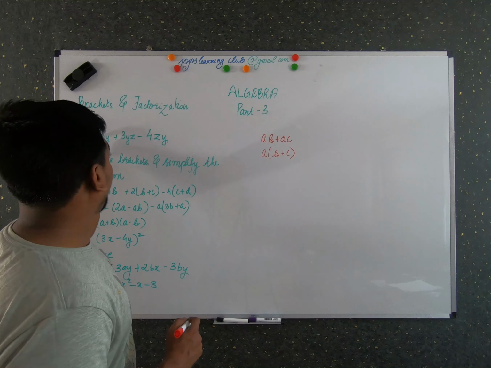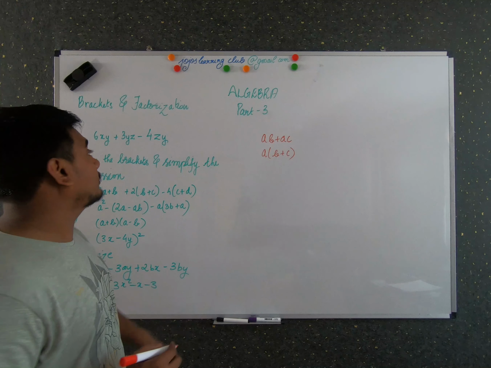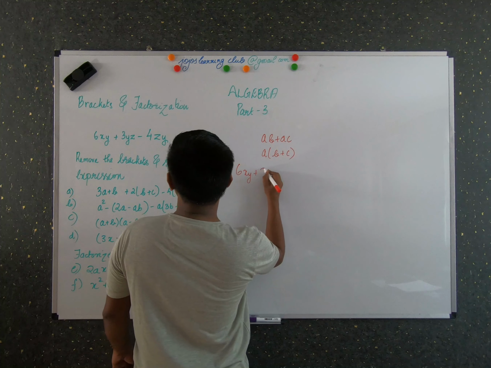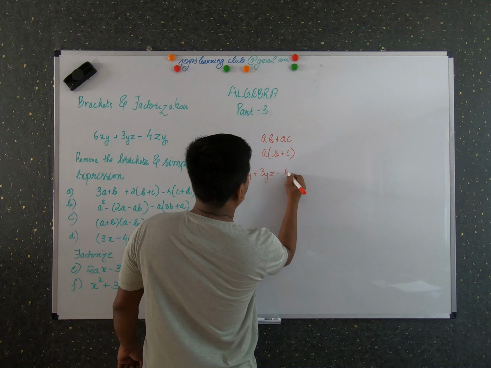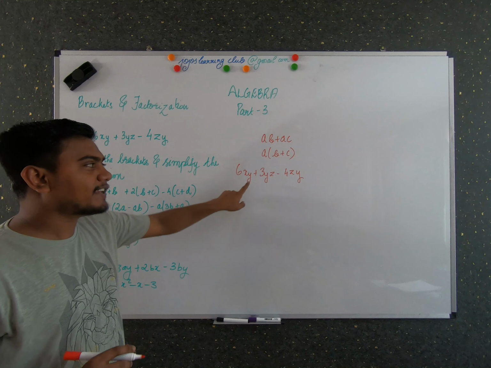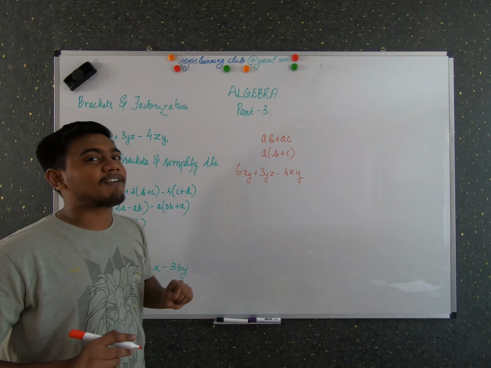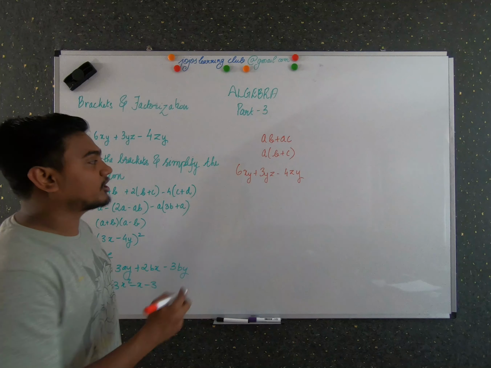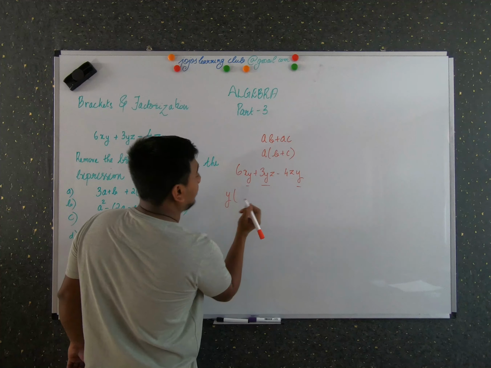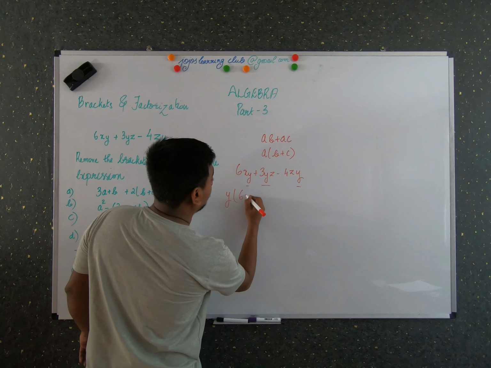My first problem: factorize 6xy plus 3yz minus 4zy. While analyzing this problem, you can see that y is the common factor in all these algebraic expressions. There's only y, right? So I'm going to take this y outside. How can you represent it now?